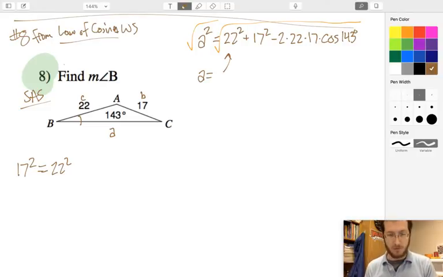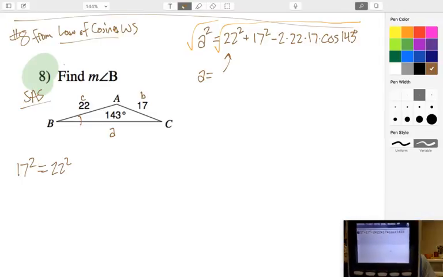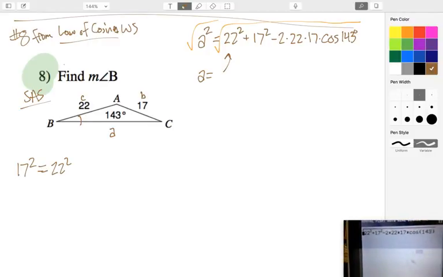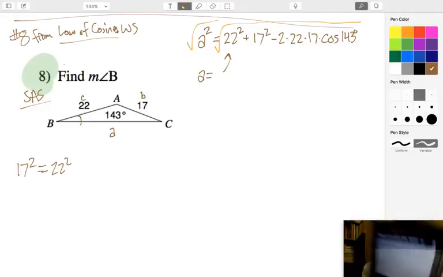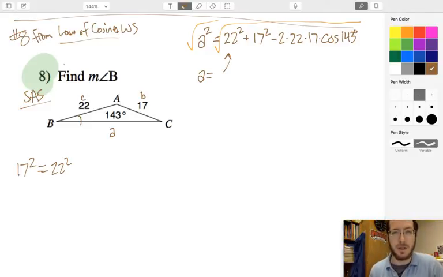All right, so square root of 22 squared plus 17 squared, take away 2 times 22 times 17 times cosine of 143. I'm going to make sure I'm in degree mode. I'm not. Okay, so it should look something like that. All right, and then let's see what we get. So it's looking like 37.019.